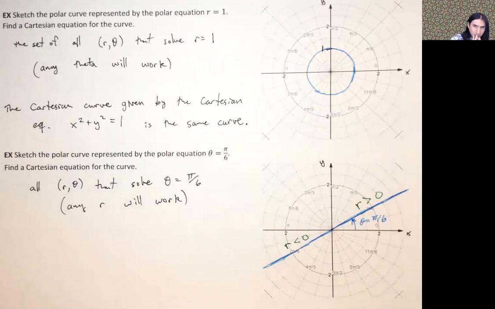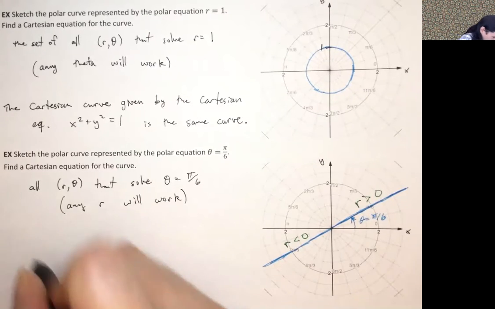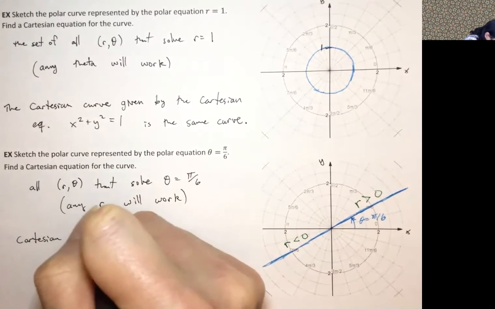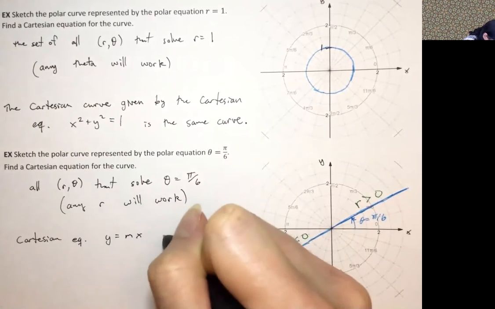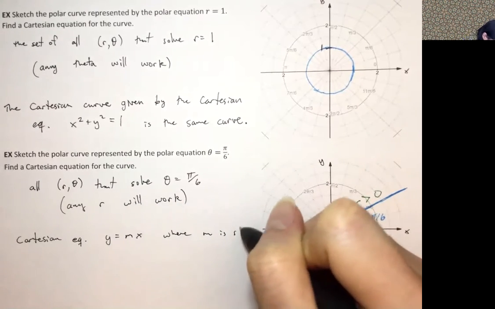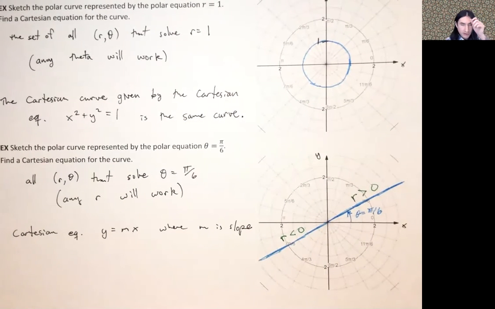Okay, so the Cartesian equation now will be the equation for this line. So again, it's going to be a little bit more difficult to see, right? We're going to want a slope, and well, the y-intercept at least is easy, right? So the Cartesian equation will be y equals mx, where m is the slope. Okay, and how do we find the slope of something with that theta?